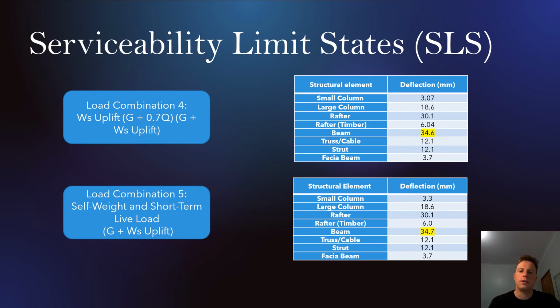This deflection is shown in millimeters in the two load combination tables as seen below. Combination 4 is concerned with a mixture of loads with the addition of a wind uplift. This combination shows a maximum deflection occurring in the UB beam at a value of 34.6 millimeters. Whereas in combination 5, it's concerned about the self-weight and short-term live loads of the structure, with the maximum deflection also occurring in the UB beam with a similar deflection measurement.